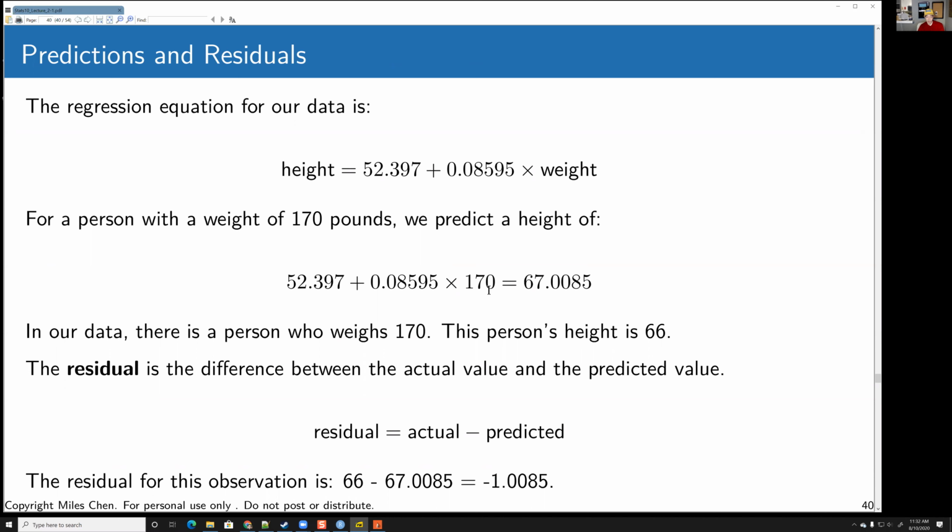And so this is what we have. This person weighs 170. The red line predicts a height of 67, and this person's actual height is 66. The residual is the difference between the actual value and the predicted value. So the residual takes the actual value of 66 inches, and we subtract off our predicted value of 67.0085, and the residual is going to be negative 1.0085.